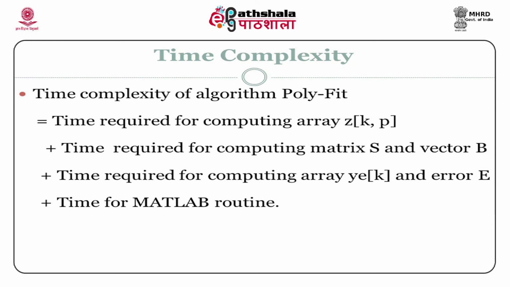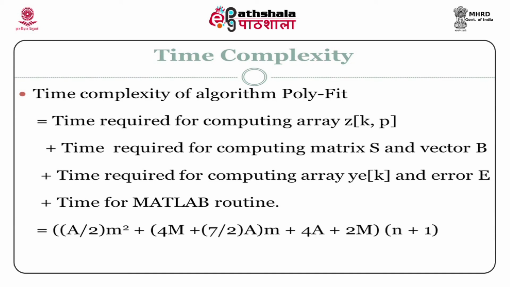The first term will be easy. I am cutting short the details of these computations here, because most of these things we have been doing so far in the various modules. So, you can easily compute these sums and multiplications required here. So, A by 2 into m square plus 4m plus 7 by 2 into A into M. Small m is the degree of the polynomial and capital M is the time required for one multiplication operation. 4A plus 2m into n plus 1, and the time required for the MATLAB routine.